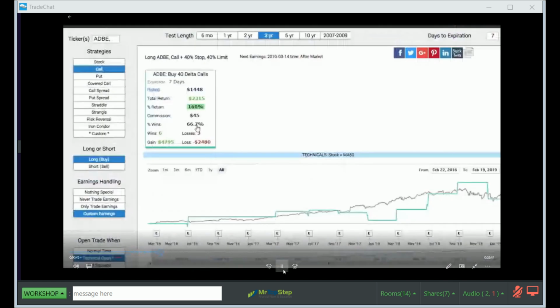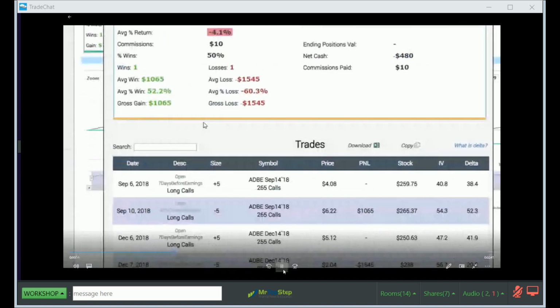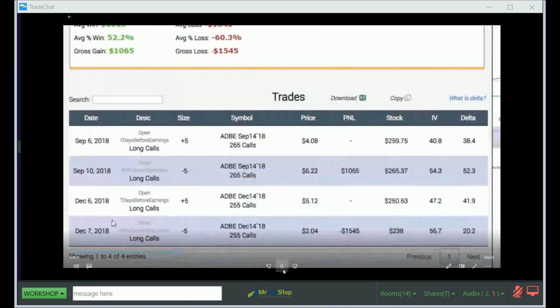When I go really short term, 6 months, I see 1 win and 1 loss. And when I tap on the back test tile, I see that the loss came in December. So there's something about my technical safety valve that isn't careful enough. I should have avoided this trade. This is when the market was collapsing, and we can actually see from December 6th to December 7th, Adobe went down $12. That's not a period of time I want to be getting long.